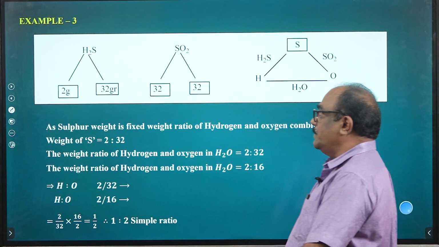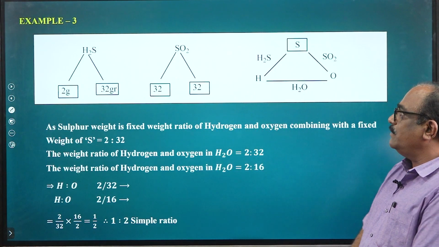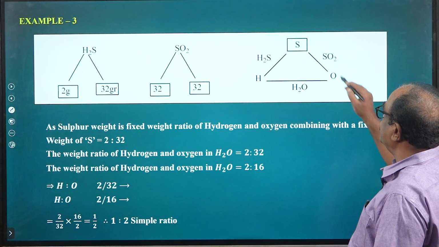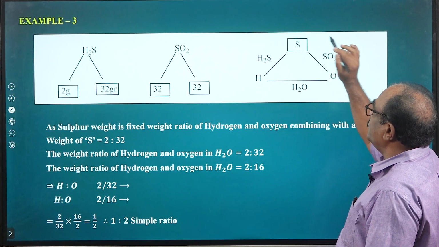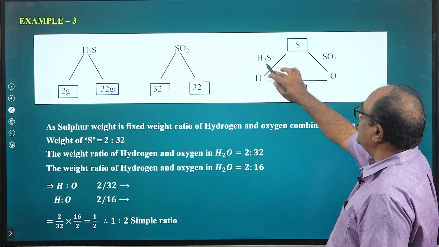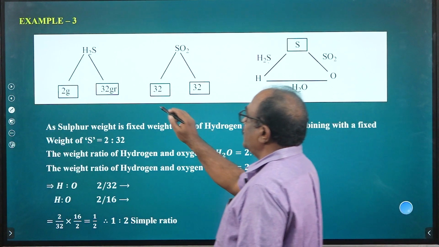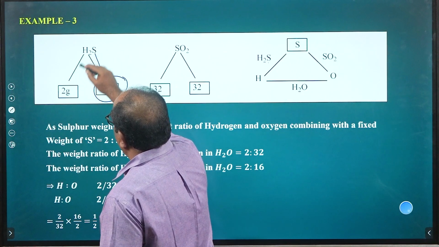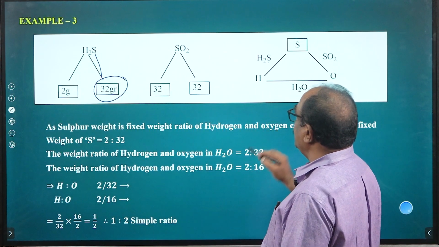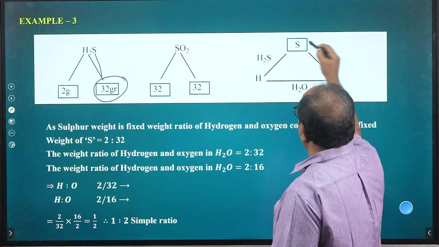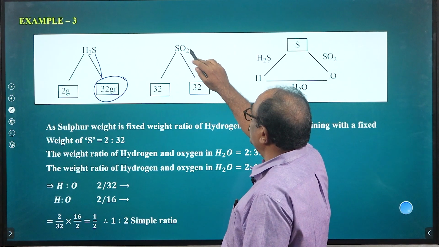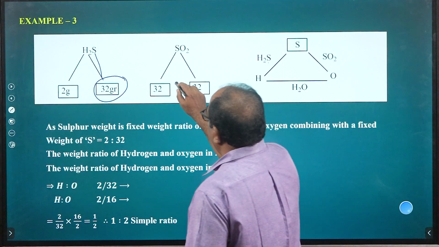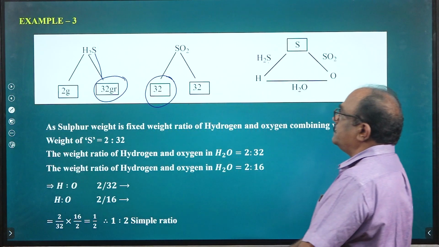Let us take the third example. As this is a typical example, I am going to discuss this many times with a large number of examples. Hydrogen and oxygen combining with sulfur. Hydrogen combined with sulfur to produce H2S. The mass ratio is given: 32 grams of sulfur combined with 2 grams of hydrogen. Similarly, in the other case where sulfur dioxide is formed, 32 grams of oxygen combined with 32 grams of sulfur. So, in both cases, I fix the weight of sulfur.